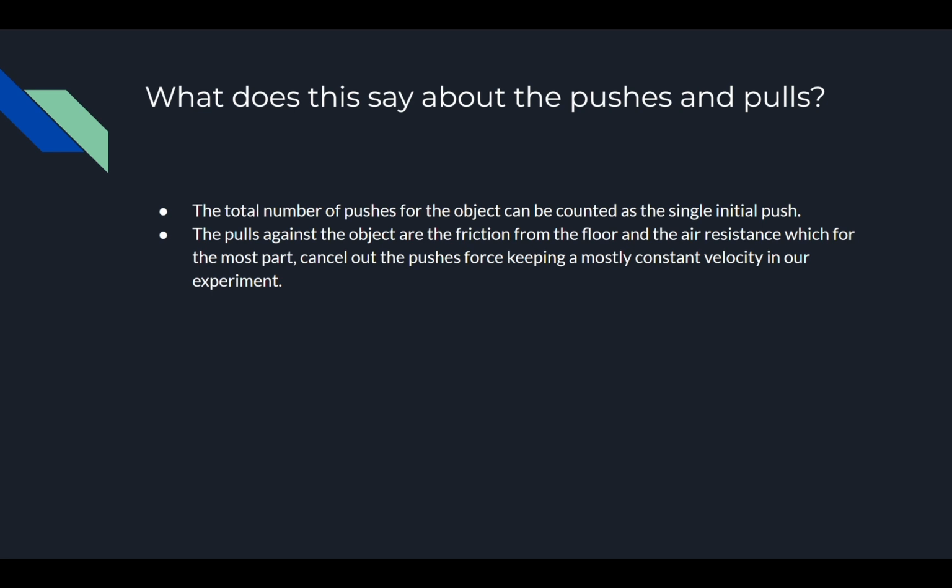And for the pushes and pulls, there is a single initial push, and then the pulls against it are the floor and air resistance, which we cannot get rid of due to there being some friction. However, it mostly cancels out because our velocities were very close in this instance. However, there is slightly more pull than push. And that is all.